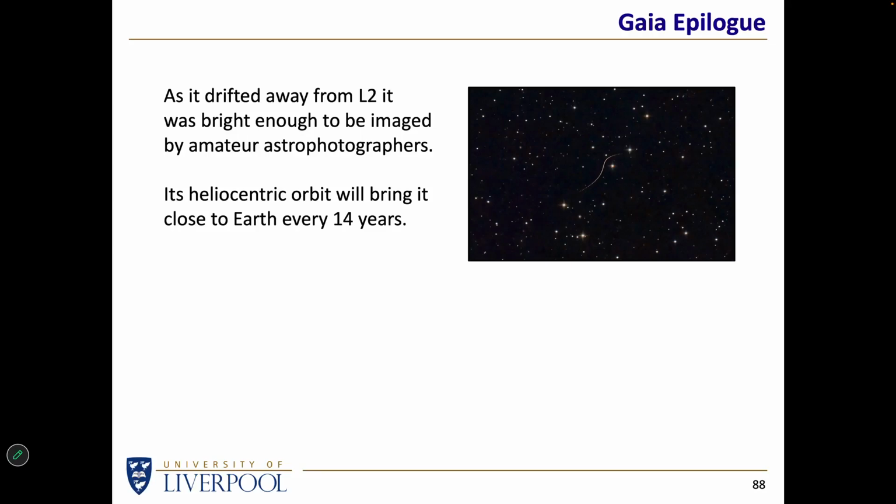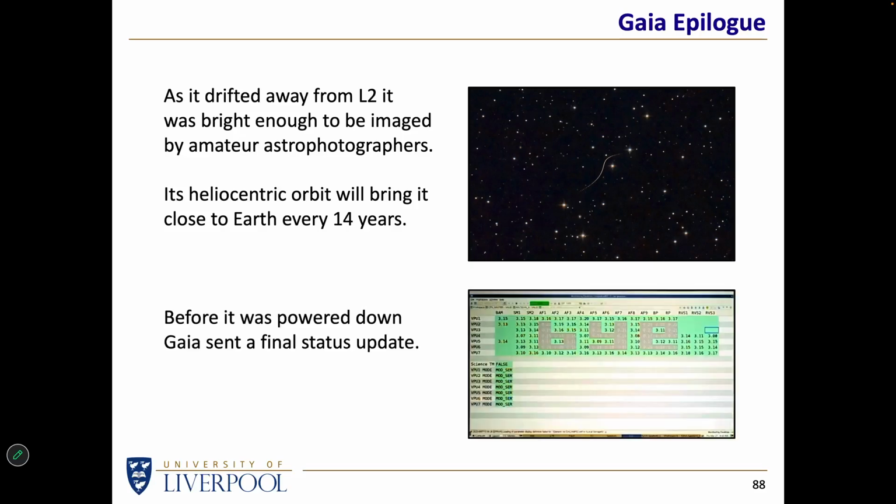As it drifted away from L2, some astrophotographers actually caught it. That S in the middle there is Gaia moving away from L2. Perhaps it'll be back in 14, 15 years, and it might be another photographic object when it comes back closer to Earth. Just before they shut it down completely, they asked it for one final data dump, and it gave this little message. And notice the color coding.